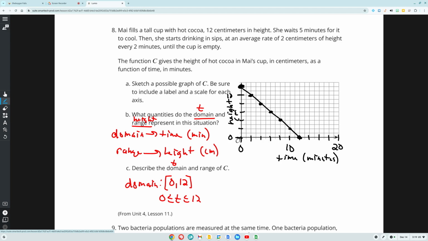My range is my output, in this case my height, and I have the same thing. I would have anywhere from 12 centimeters of hot cocoa all the way down to nothing left. So my range is also from 0 to 12, which would be from 0 is less than or equal to c, is what the function is called. So I'm going to call this c of t, which is less than or equal to 12.